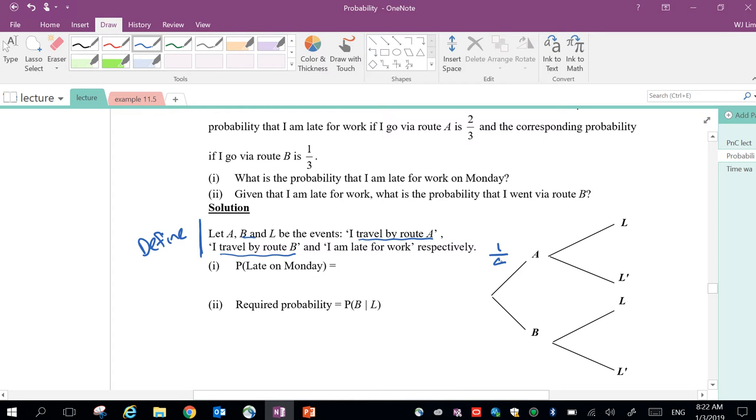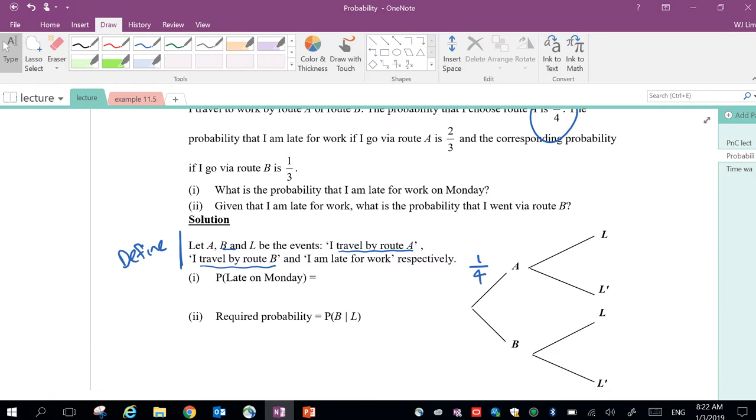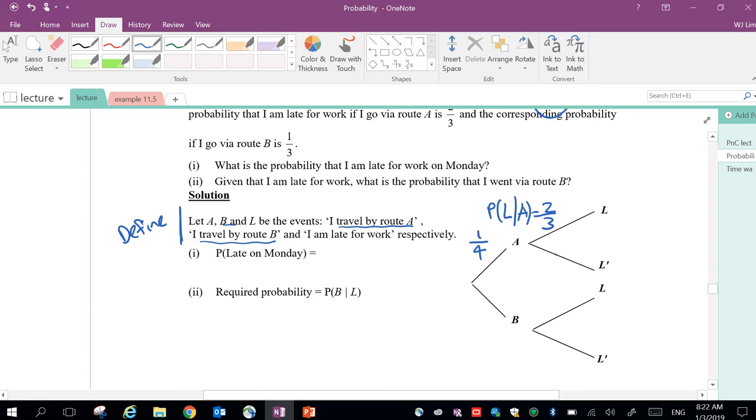For the tree diagram, the probability should be on the branch itself. If I travel by route A, it's a quarter. This is what it means by the first sentence. The probability that I'm late for work if I go by route A is 2/3, because if I travel route A, late for work. This is probability L given A. This branch will be 1/3, because it's probability L prime given A, which is 1/3.